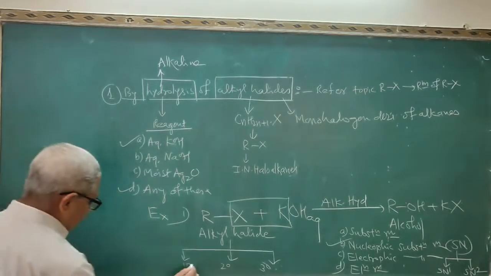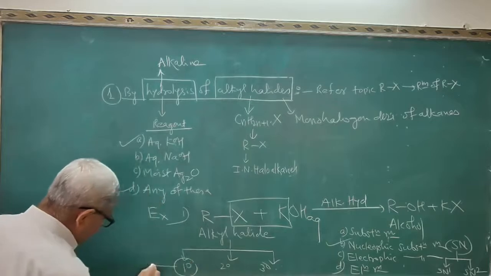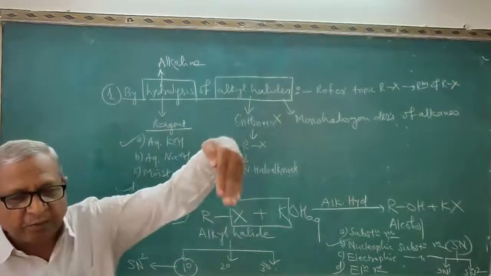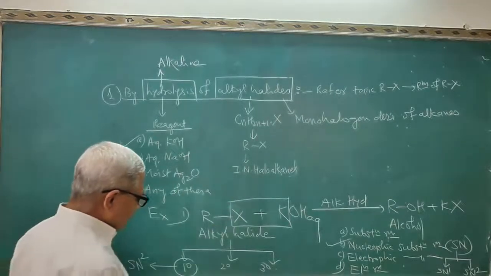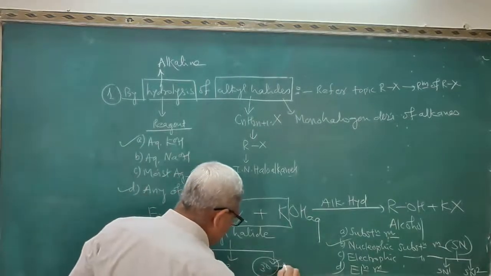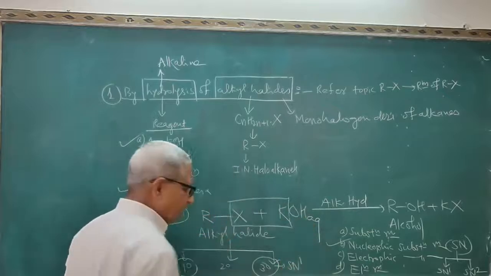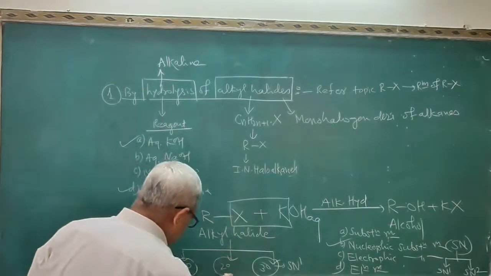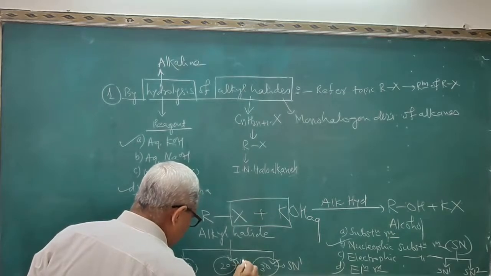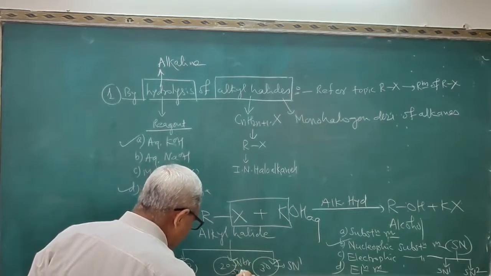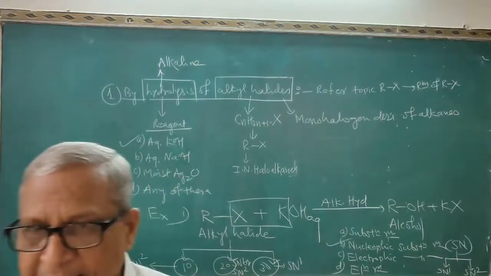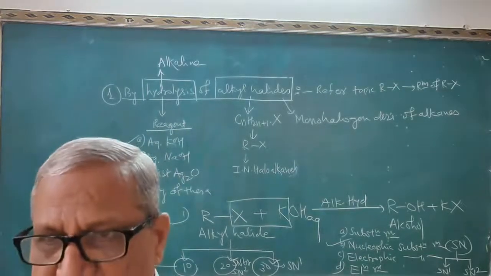When the alkyl halide is primary, the reaction follows the SN2 mechanism. The nucleophile will attack from the back side. When the alkyl halide is tertiary, it follows the SN1 mechanism. It is a two-step mechanism. When the alkyl halide is secondary, it can follow the SN1 or SN2 mechanism depending upon reaction conditions.